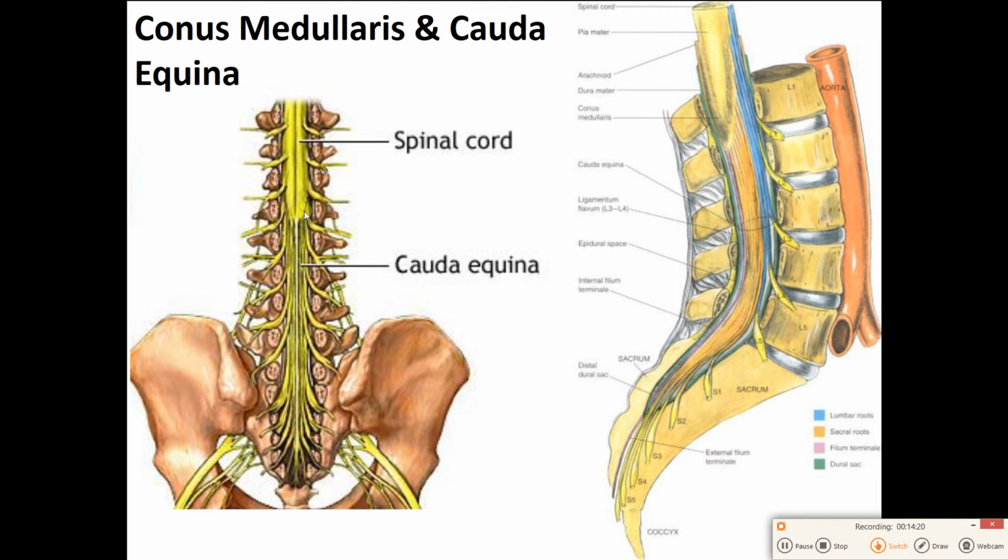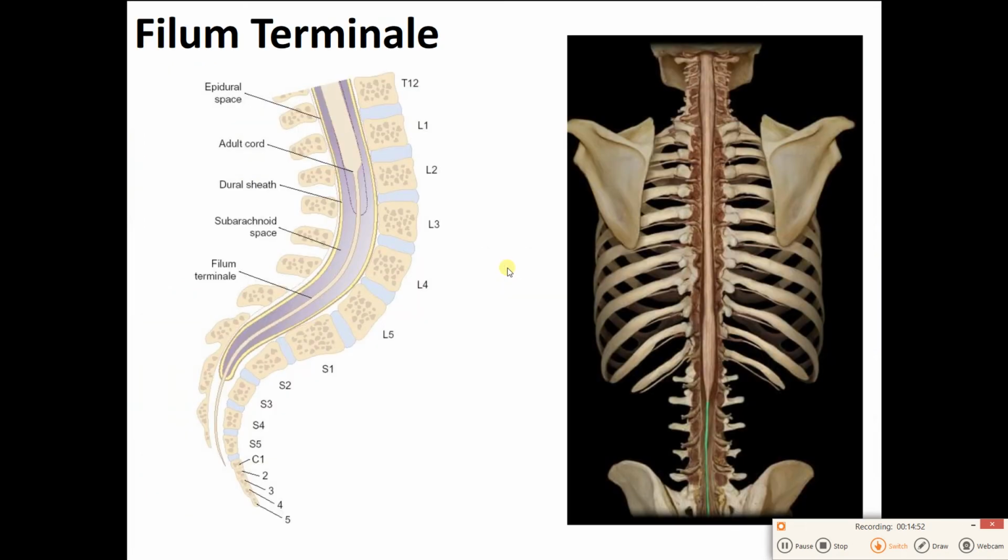So that means the spinal cord ends well before the column. And so that means the lumbar and sacral and coccygeal spinal nerves have to go down before they go out. They go down before they go out. And that collection of spinal nerves in that lower vertebral canal is known as the cauda equina. So it's called the cauda equina because some anatomist a long time ago thought it resembled the tail of a horse.